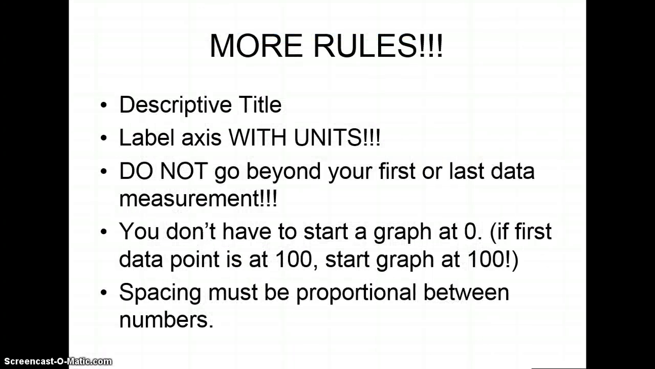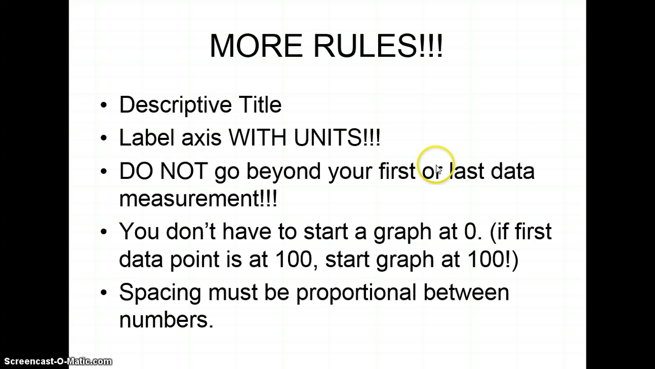All right, a few more rules. Make sure you give your graph a title. Make sure that you label the axes. Some of you in class were doing that, but you were forgetting to include the units. So if you just put time, for example, and I have 1, 2, 3, 4, 5, I don't know if that's minutes, seconds, milliseconds, hours. So make sure you include your units.